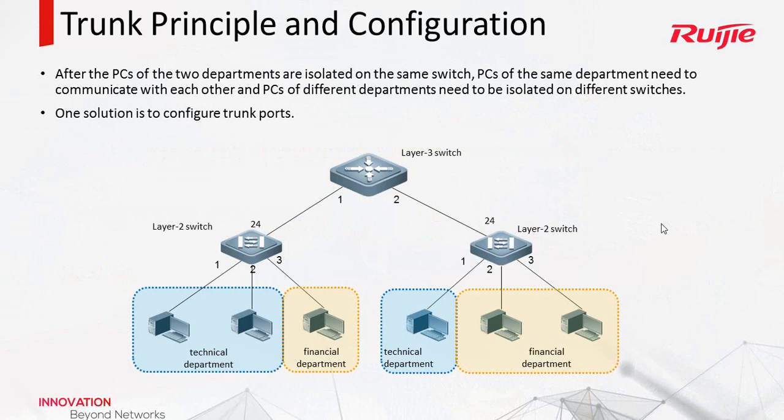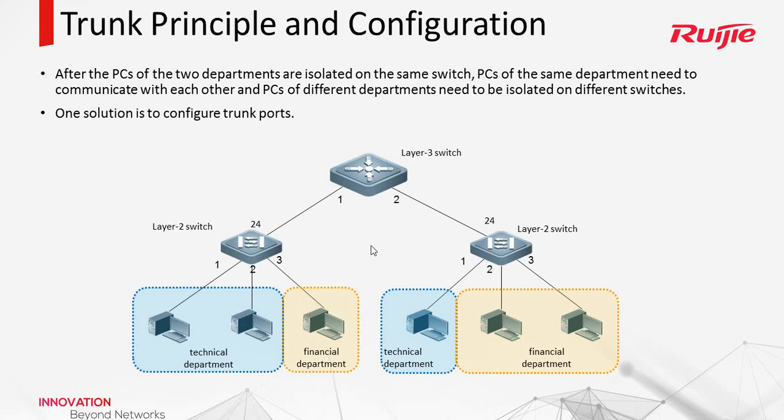Last course, we learned VLAN principle and configuration. We learned that a VLAN is a logic network, and different VLANs are isolated. In one switch, this technical department belongs to VLAN 10 and this financial department belongs to VLAN 20. So their data are isolated.